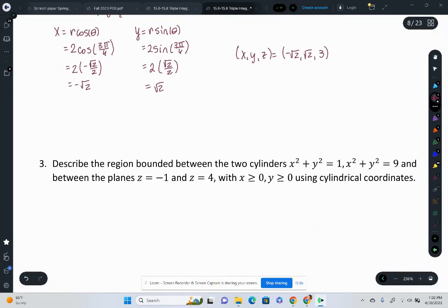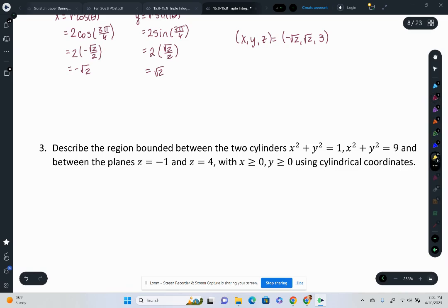All right, next one. We're going to describe the region bounded between two cylinders. X squared plus y squared is 1, and x squared plus y squared is 9. And between the planes, z equals -1 and z equals 4, with x greater than or equal to 0 and y greater than or equal to 0. And we want to describe these using cylindrical coordinates. Okay? What we want is an inequality form for r and for theta and for z.